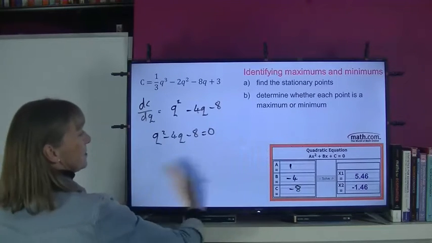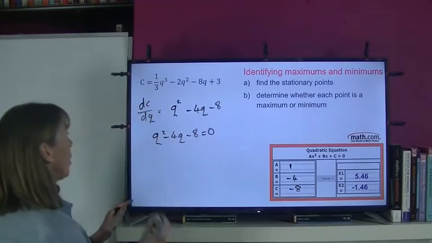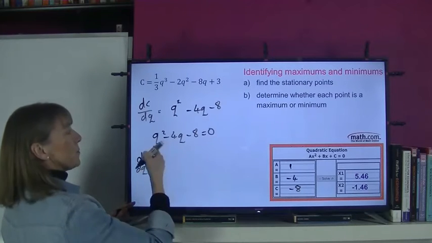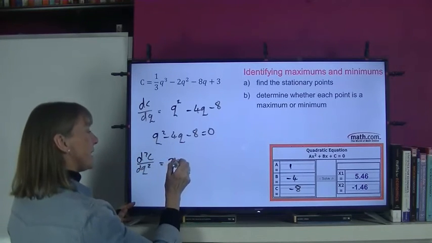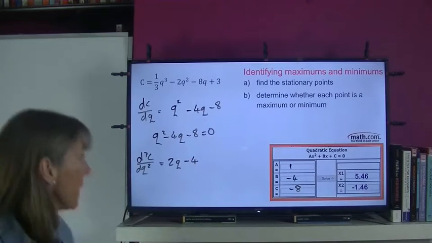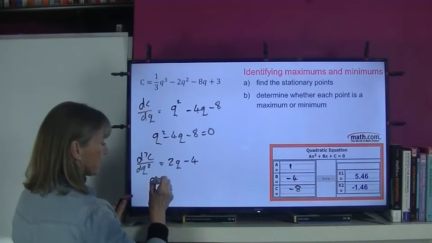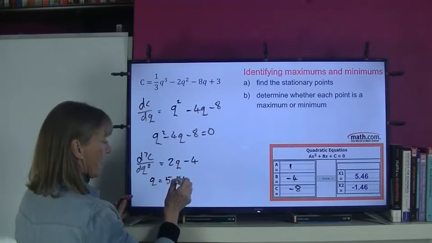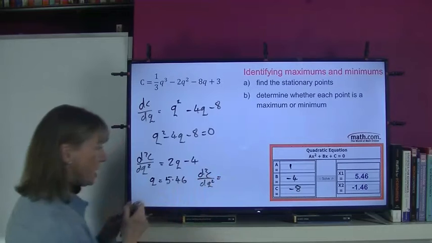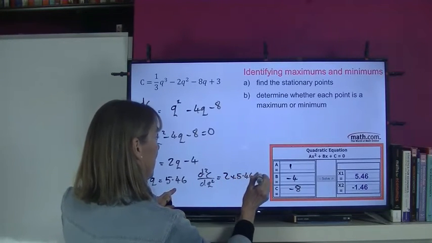But again, we want to know whether each is a maximum or a minimum. So what do we do? We have to find the second derivative, which means differentiating the first derivative, and it's 2q minus 4. I'm going to need a calculator for this. Alright, so when q is 5.46, the second derivative is equal to 2 times 5.46 minus 4.